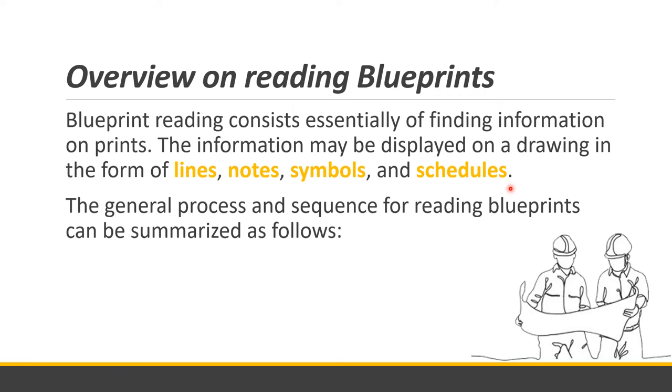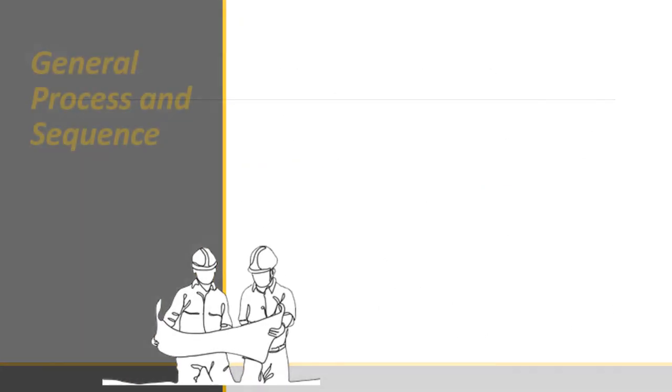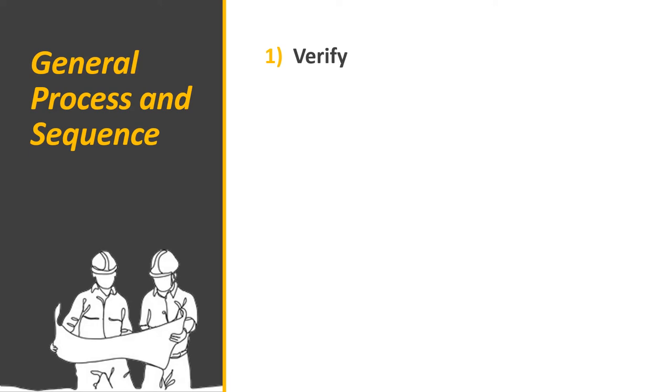There is a general process and sequence for reading a blueprint. It can be summarized as follows. First, you verify that the set of drawings and its specifications is complete. The drawing should be complete. You also want to verify that the document you are holding is the most current. In building construction, the plan is not made only once. On different stages, changes are applied. So make sure that on that phase of construction, you are reading the complete and updated version of the plan.